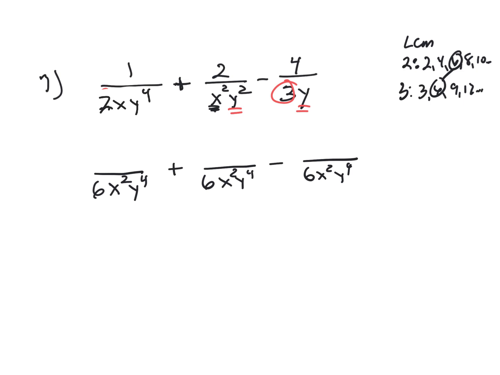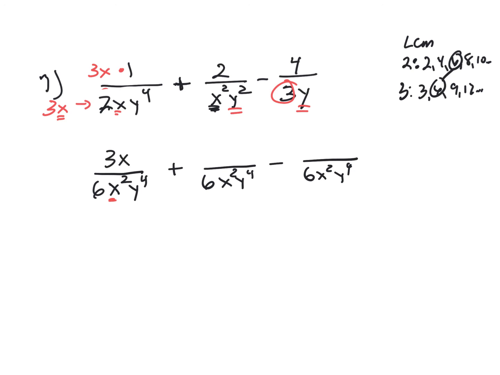Actually, now we have to figure out, we changed the denominator. So we have to figure out, what did we multiply the old denominator by to get the new denominator? Don't I need a 3 and an x, because x times x will give me the x squared, and I don't need any y's. So then I have to multiply its numerator by 3x as well. So that's going to be 3x.